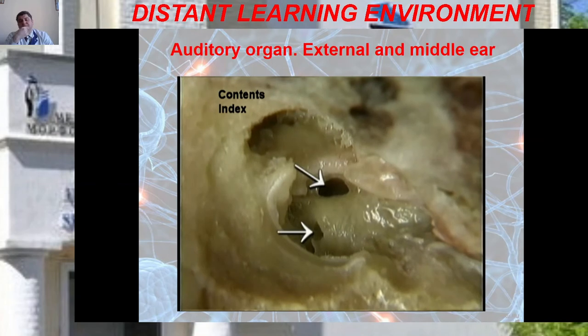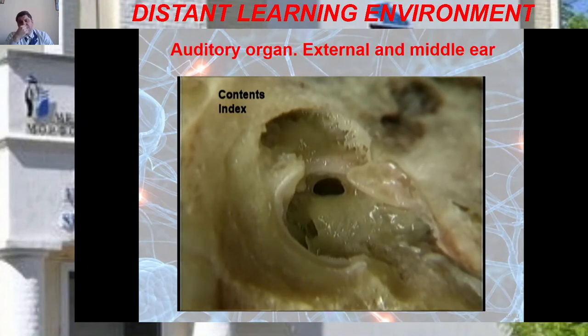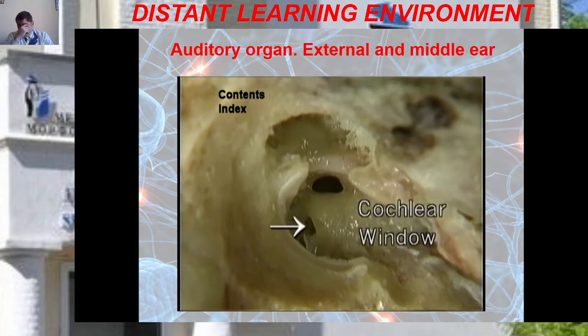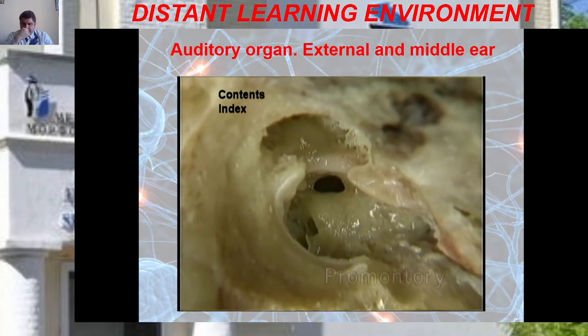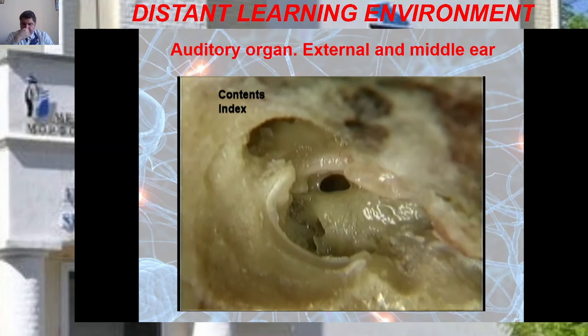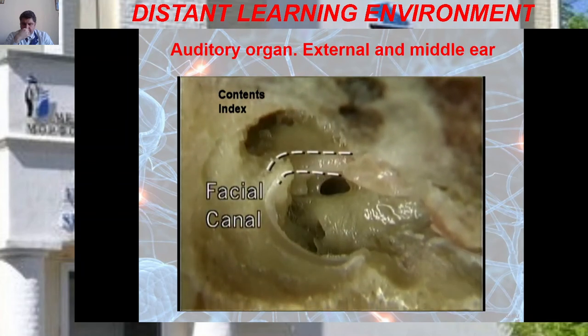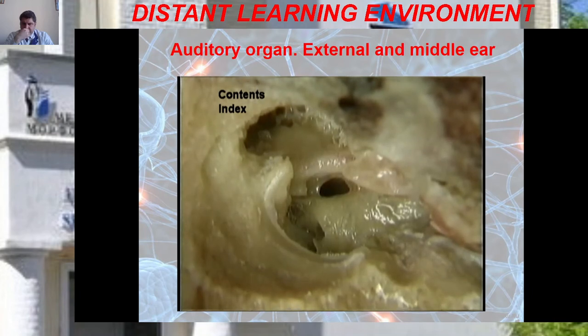These two openings in the medial wall both lead to the vestibule of the inner ear. The oval one above, the vestibular window, is occupied by the stapes. This round one below it, the cochlear window, is closed off by an inactive membrane. This bulge, the promontory, is formed by the basal turn of the cochlea. The facial nerve runs here in the facial canal, just beneath the bony surface.